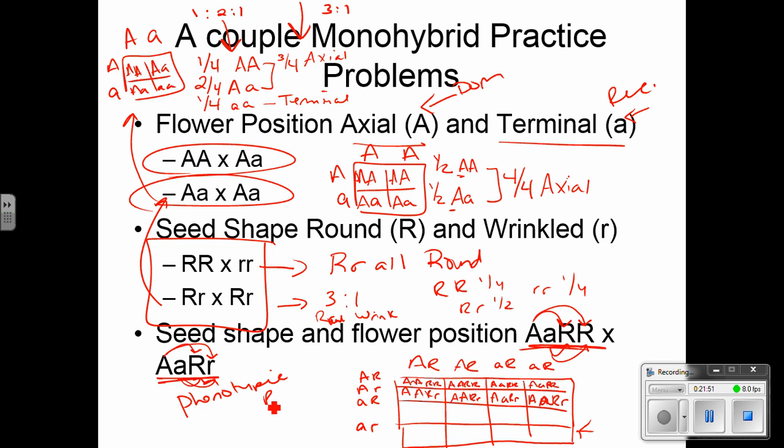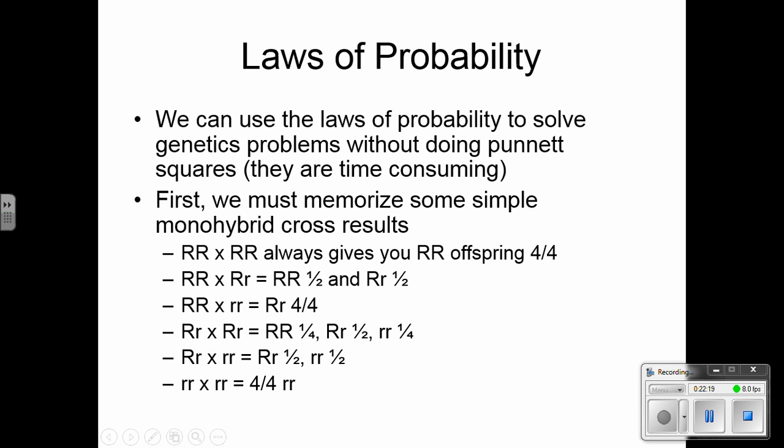Remember, phenotypic ratio means what do they look like? How many of this? How many are going to be aerial and round? How many are going to be axial and round? How many are going to be terminal and round? How many are going to be axial and wrinkled? How many are going to be terminal and wrinkled? So that takes a lot of time. It's very time consuming to do Punnett squares.